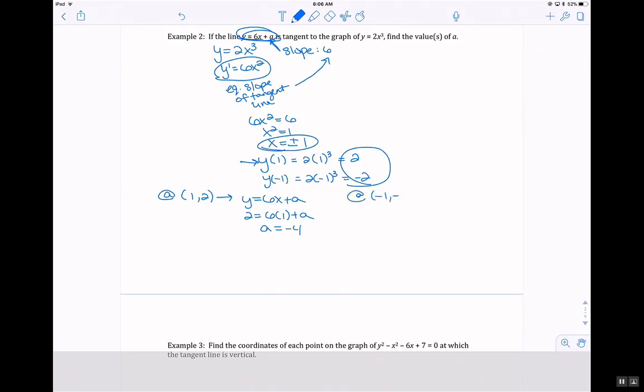And then at negative 1, negative 2, my y equals 6x plus a turns into negative 2 is equal to 6 times negative 1 plus a. So negative 2 is equal to negative 6 plus a. So a is equal to positive 4. That means that a is equal to plus or minus 4.